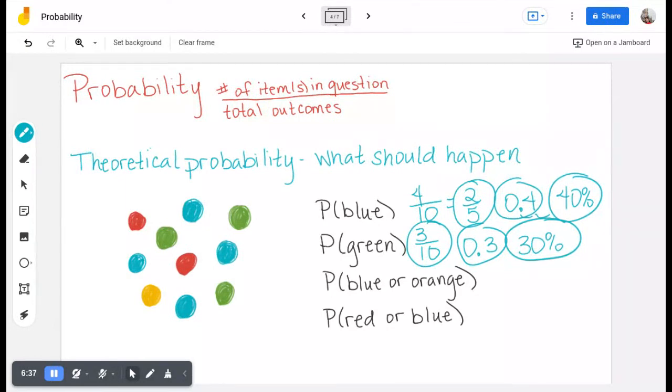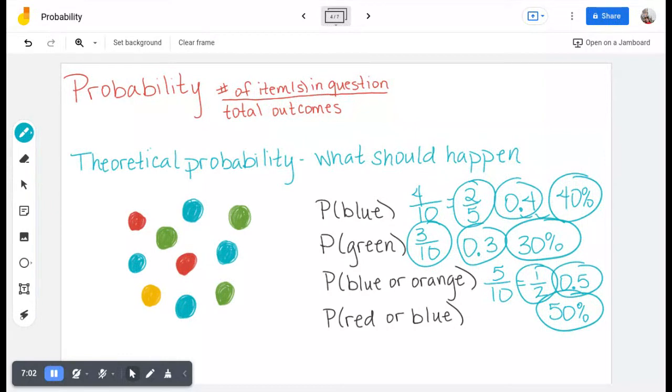A blue or an orange. So I'm going to add all those together. So out of the 10, blue and orange put together, there are 5 of them. 5 out of 10 reduces to 1/2. 1/2 is the same as 0.5. And we already know that that's a 50% chance. We talked about that on the slide before.